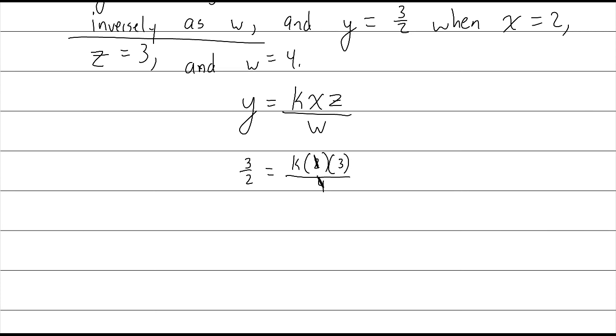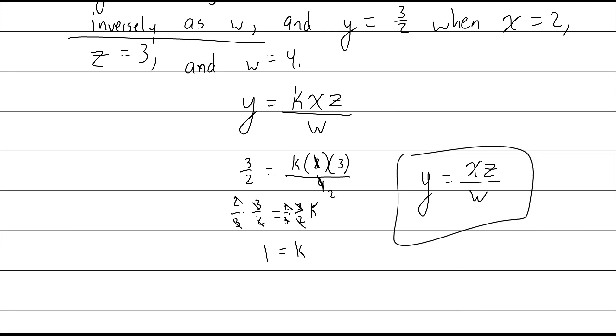2 and 4, that's a half. So 3 over 2 is equal to k times 3 over 2. If I multiply both sides by 2 over 3, to get rid of that, I get 1. k is 1. So y is equal to 1 times xz over w. Okay, that's as complicated as these get. So that's section 2.6. That's the end of chapter 2.